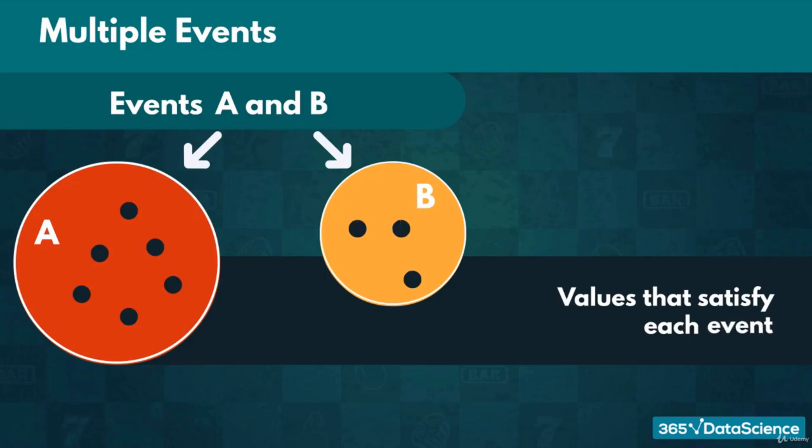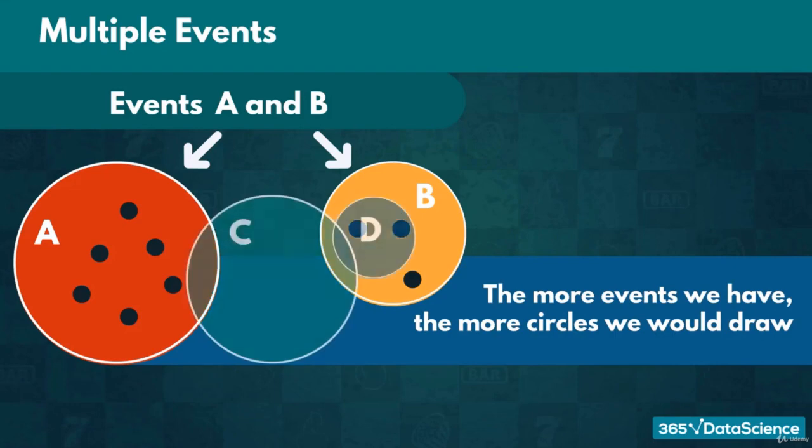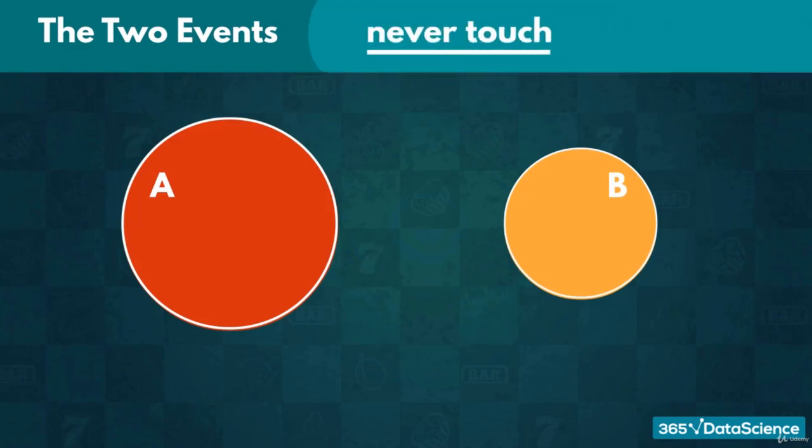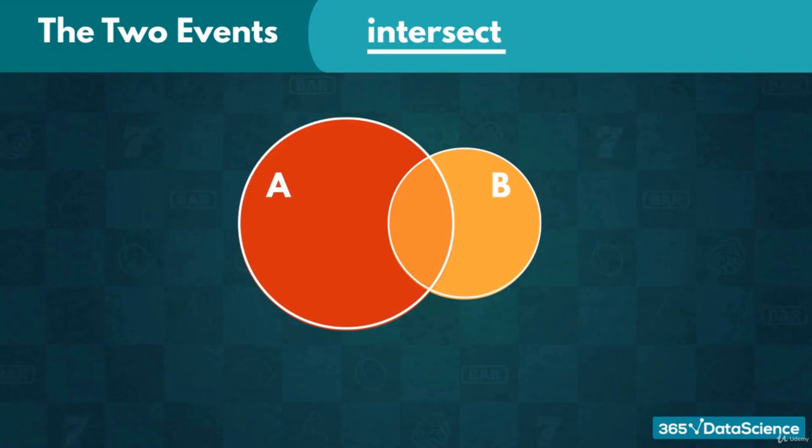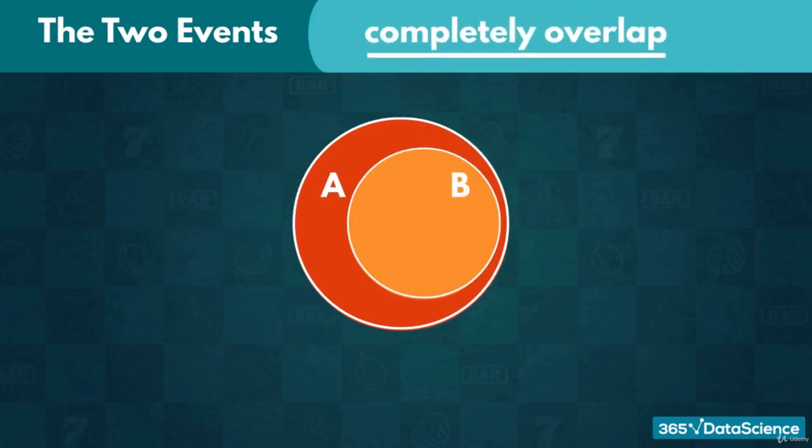Since we can have additional events, the more events we have, the more circles we draw. Let's only focus on A and B for now. The two circles can either not touch at all, intersect, or one can completely overlap the other. We are going to explore each of these scenarios in more detail right now.